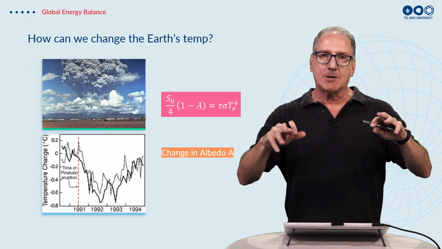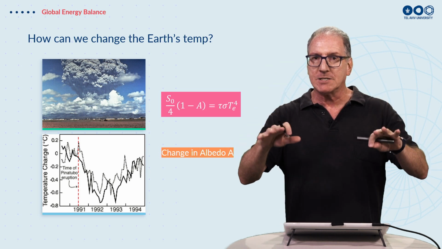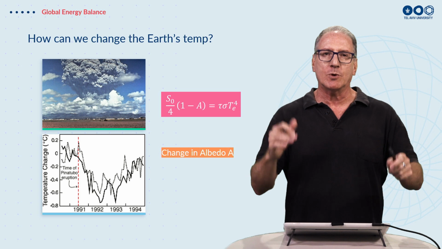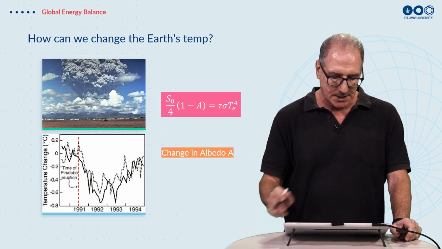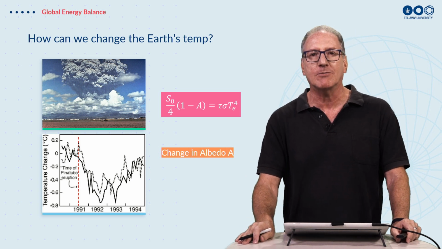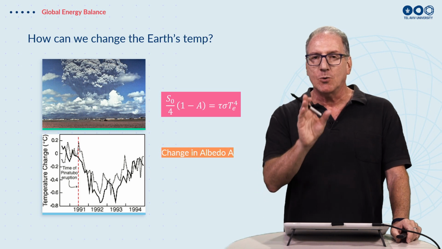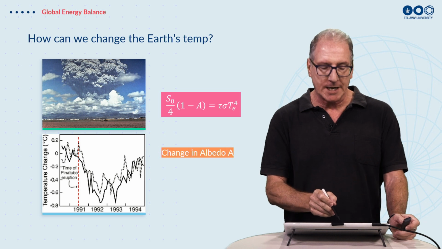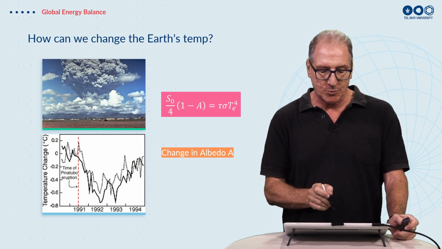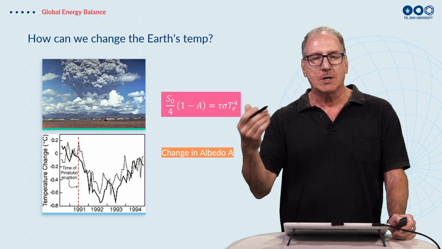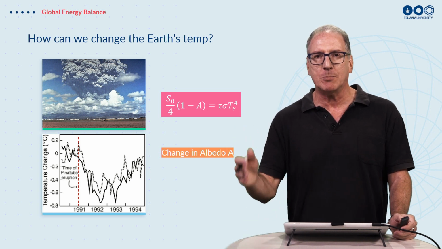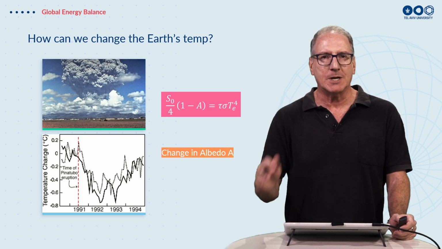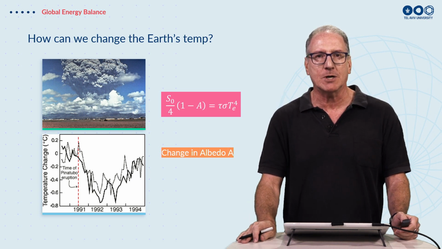Eventually they fall out of the atmosphere due to gravity, but it takes a long time, a few years. But when they do fall out, we return to the normal temperatures, as you can see what happened in 1994, 1995. But for a number of years, we actually changed the albedo of the planet and cooled the planet. And so if we increase the albedo, if we change the A from 30% to 31%, 32%, you can actually put the numbers in and see how that affects the temperature of the planet.